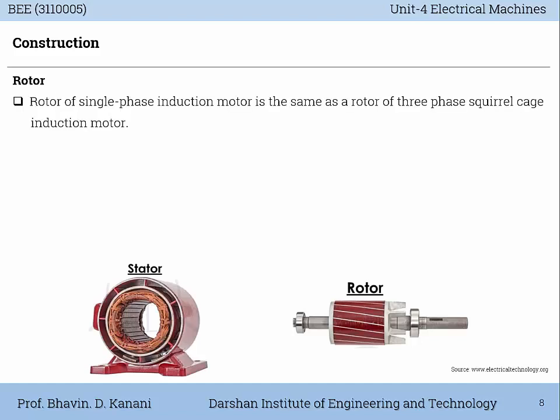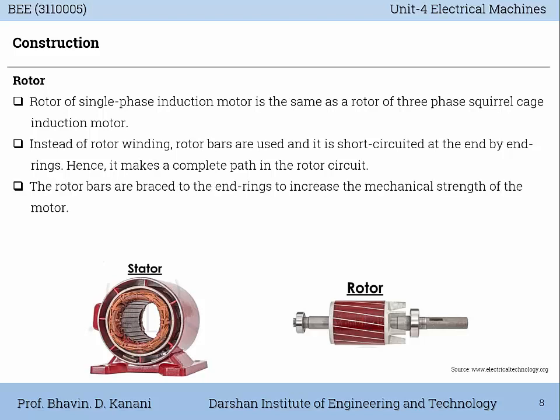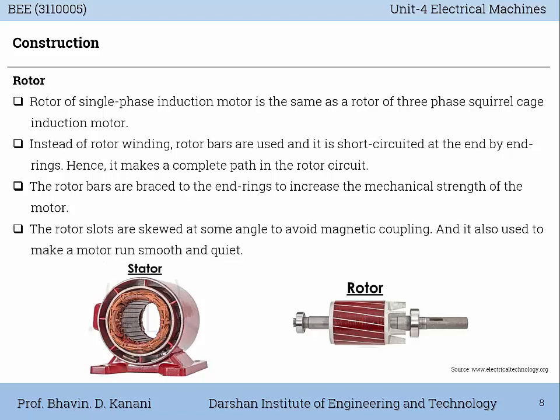Rotor. The rotor of a single phase induction motor is the same as the rotor of a 3-phase squirrel cage induction motor. Instead of rotor winding, rotor bars are used and they are short circuited at the end by end rings. Hence, it makes a complete path in the rotor circuit. The rotor bars are braced to the end rings to increase the mechanical strength of the motor. The rotor slots are skewed at some angle to avoid magnetic coupling, and it is also used to make the motor run smooth and quiet.